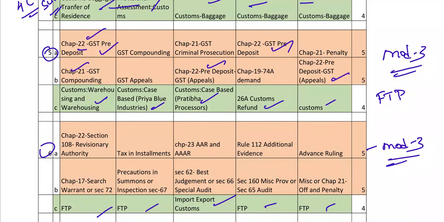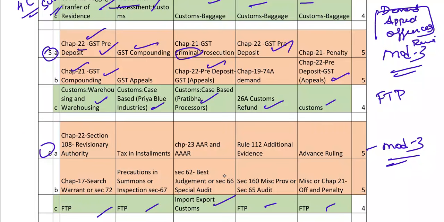Okay, and chapter 21, which is your offenses and penalties, please be sure. Criminal prosecution, compounding, your appeals chapter. So everything there is important. That is chapter number 21. If I could summarize here: the demand chapter, the appeals and revision chapter, offenses and penalties. Okay, these three chapters and revision, I don't know which area it belongs to, the revision chapters. Okay, so these revisionary authority areas, those chapters are very much important. So you should not skip these areas at any cost, because you can see this kind of question being tested again and again.